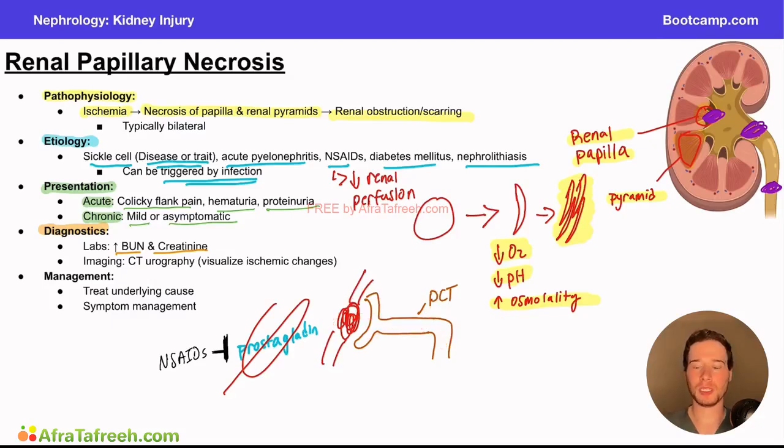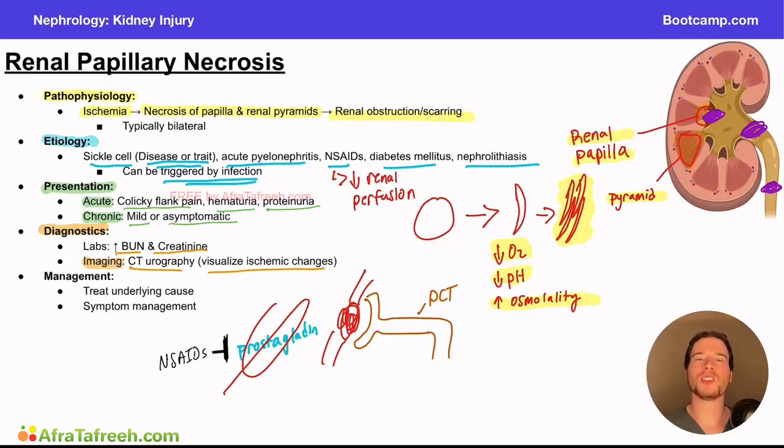Now, when we consider some imaging for this patient, the best test you're going to want to get is going to be the CT urography. And the reason is because this can visualize ischemic changes, but it can do so early on, right? It's one thing to see later on in the patient's pathology and disease when things are really bad. Oh, if they had renal papillary necrosis, what do we do?